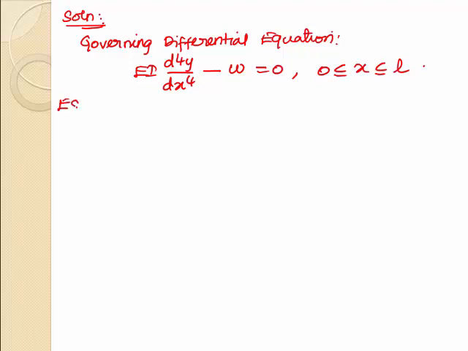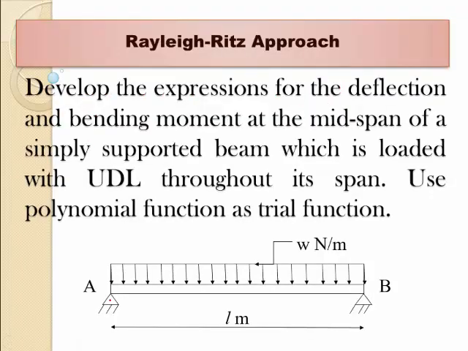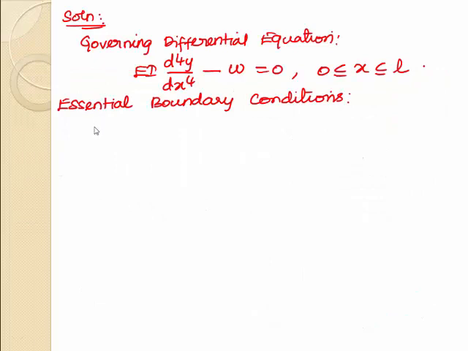Okay, and the essential boundary conditions we can observe from the diagrammatic representation of the beam. At x is equal to 0, a constraint is provided, and at x is equal to L, a hinged support is provided. So there will be no vertical deformation at x is equal to 0 and at x is equal to L. So these are the essential boundary conditions. The vertical deformation at x is equal to 0 is 0, and the vertical deformation at x is equal to L is equal to 0.